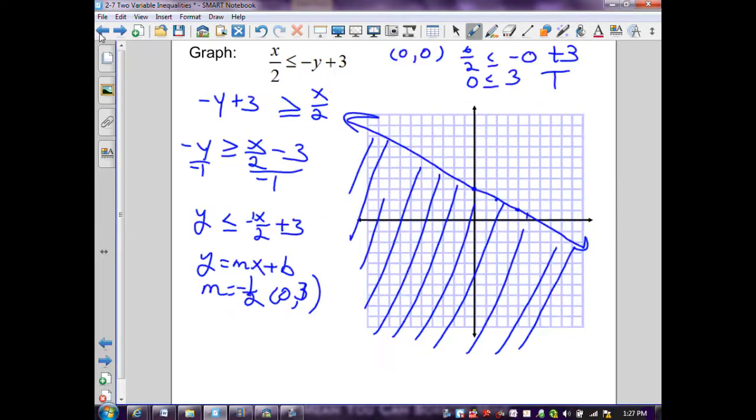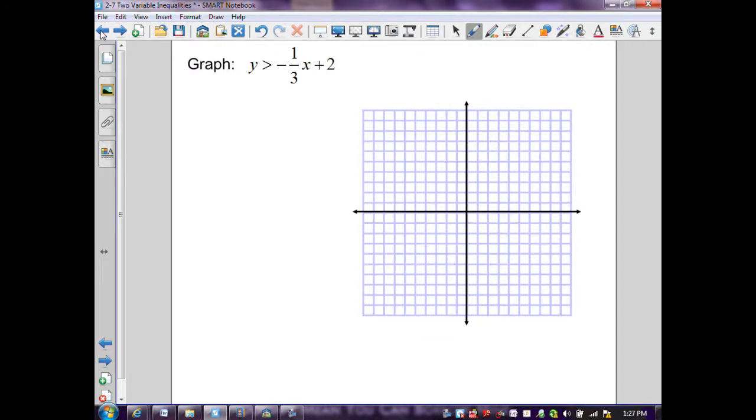On the previous problem, I have y is less than or equal to negative x over 2 plus 3. Again, I shade below the line because y is less than or equal to. Here, we've already done this problem, but I know if I did graph this again, I would shade the area above the line because y is greater than that value.